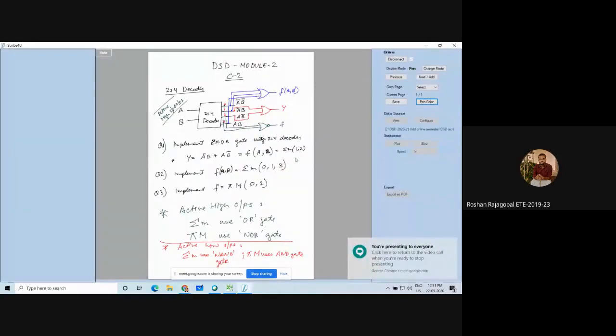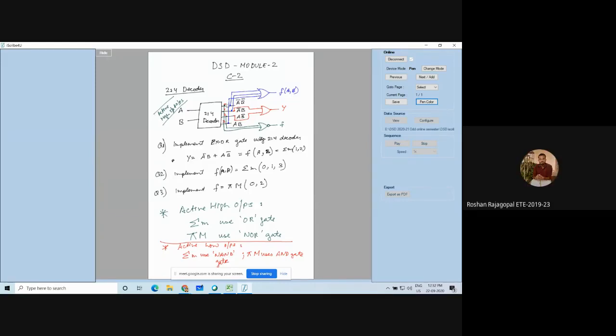Ma'am, the first case, active high, the maxterm part. Why NOR gate again? For active high, NOR gate, why you are asking? Okay, see, you want the output to be 0 when you get a 0 and 2, right? When you get a 0 and 2, you should get an output of 0. Now let me take an example that a 0 happened. How will a 0 happen? When A and B are 0, 0, then your output 0 will be high. And when this 0 high happens, you want your output to become 0.